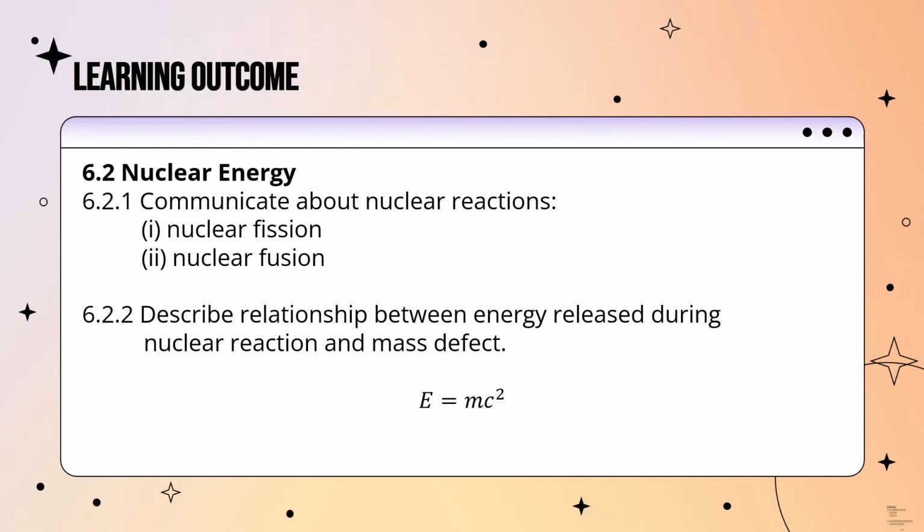First, let us see the learning outcomes for today's lesson. There are two topics under Content Standard 6.2 Nuclear Energy that we are going to focus on, which are 6.2.1 Communicate about nuclear reactions, nuclear fission and nuclear fusion. At the end of this lesson, students must be able to compare between nuclear fission and nuclear fusion. The second topic is 6.2.2 Describe the relationship between energy released during nuclear reaction and mass defect through the equation E equals mc squared.